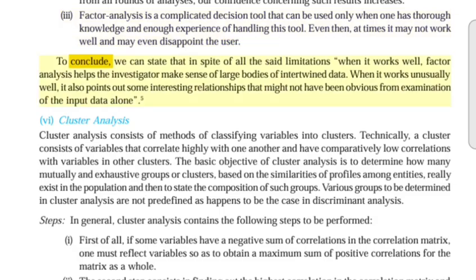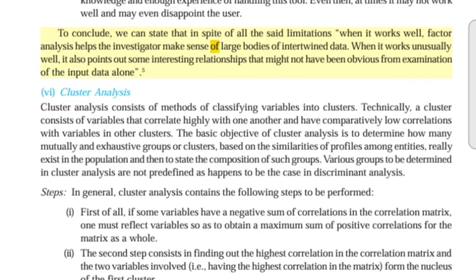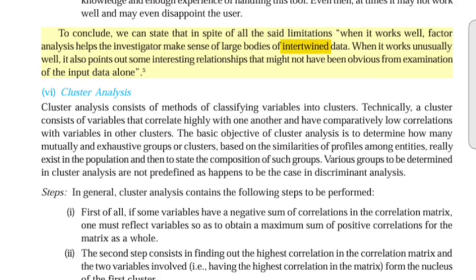To conclude, we can state that in spite of all the said limitations, when it works well, factor analysis helps the investigator make sense of large bodies of intertwined data. When it works unusually well, it also points out some interesting relationships that might not have been obvious from examination of the input data alone.